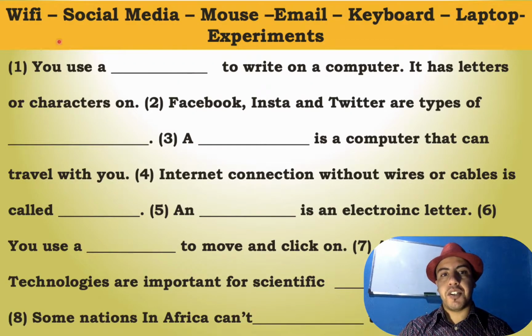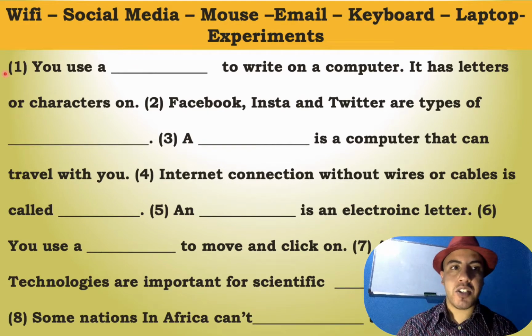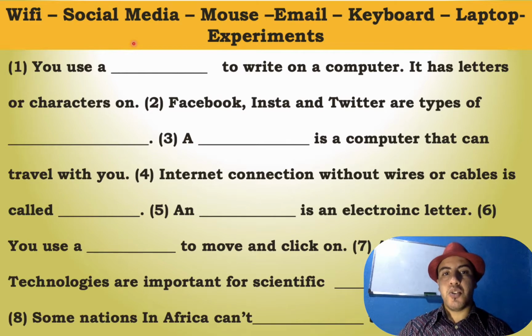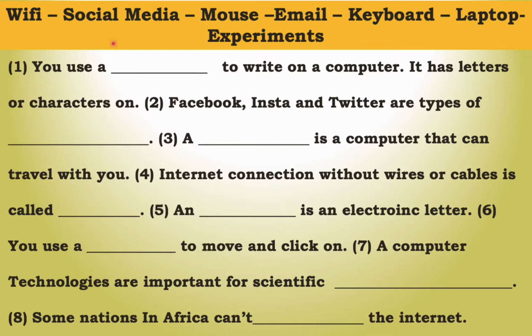So we have fill in the blanks. Here we have some blanks to fill with the following words. We have Wi-Fi, social media, mouse, email, keyboard, laptop, and experiments. Okay, so let's start with number 1. You use blank to write on a computer. We use it for writing on a computer. Is it Wi-Fi, social media, mouse, email, keyboard, laptop, or experiments? So it is, yes, keyboard.